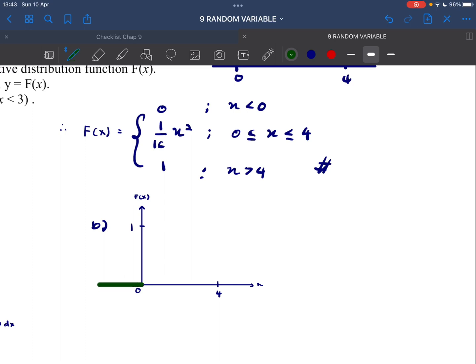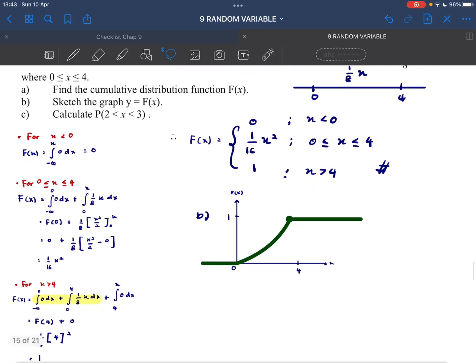Okay, and then for x between 0 and 4, the function is 1 over 16 x squared, which is quadratic. So almost like this. Stop at 4, because for x greater than 4, it will be equal to 1, which is linear there. So this is an empty circle, linear here. Okay, so that's going to be your graph. Simply just a piecewise function actually, a piecewise graph.